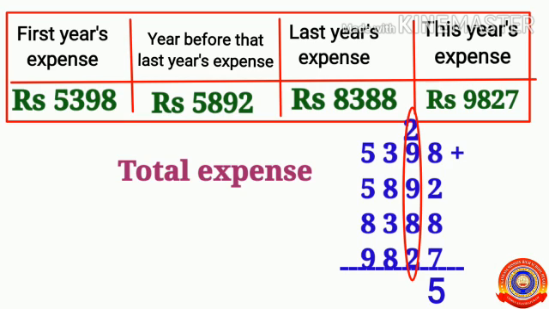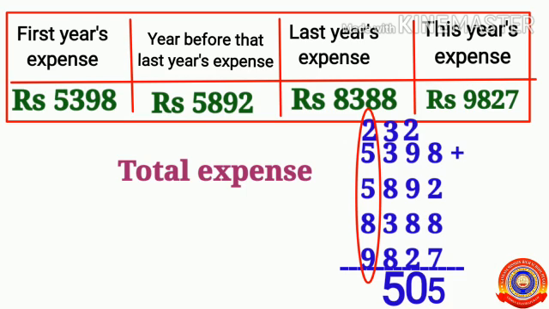9 plus 9, 18. Plus 8, 26. Plus 2, 28. Plus 2, 30. For 30, 0 here and 3 is to be carried in the hundreds place. 3 plus 8, 11. Plus 3, 14. Plus 8, 22. Plus 3, 25. For 25, 5 here and 2 is to be carried in the thousands place.